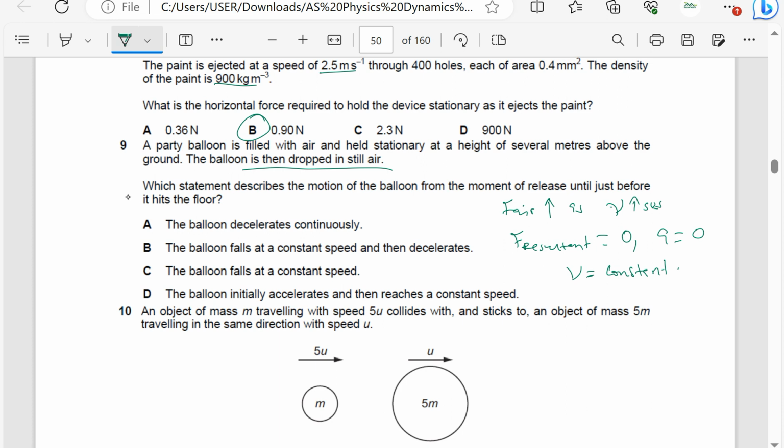The ball falls at a constant speed, not at all. Speed first increases before it becomes constant. The ball decelerates continuously, speed first increases. The ball falls at constant speed, then decelerates. The speed first increases because there is an acceleration until the resultant force becomes 0. That's when the speed becomes constant. So the answer is going to be D.